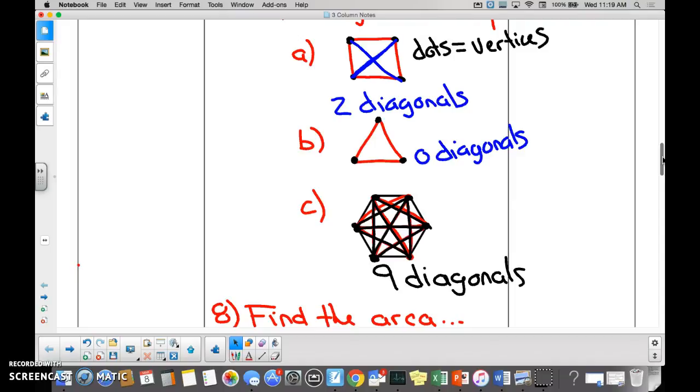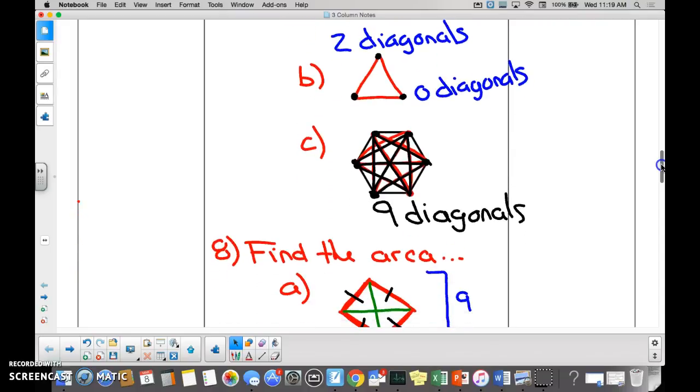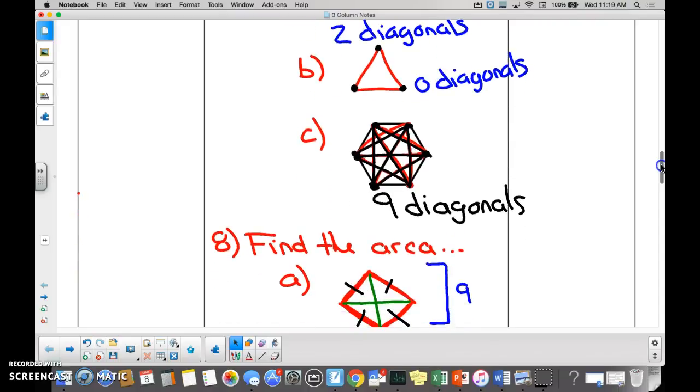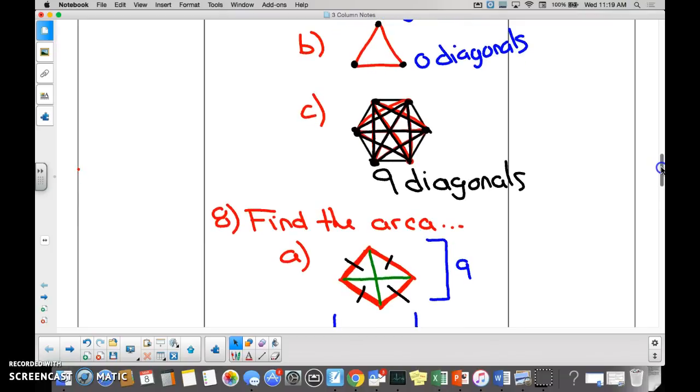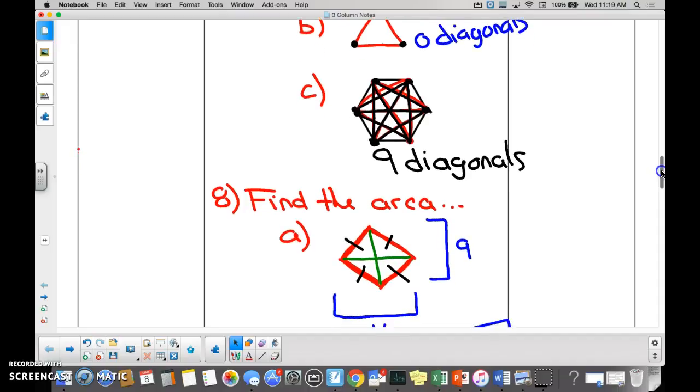A, B, and C give you examples of diagonals. Yes, no? Yeah. Okay. Do we care, like on letter C, that there are 9 diagonals on a hexagon? We don't necessarily care. We just care that we know what a diagonal is. It's 2 vertices that are not connected. It's the line that connects them.